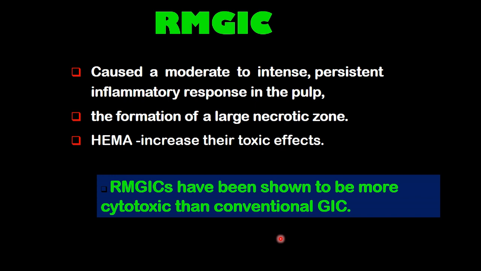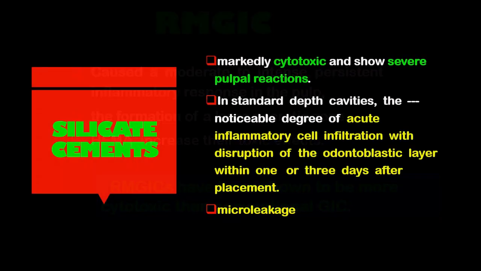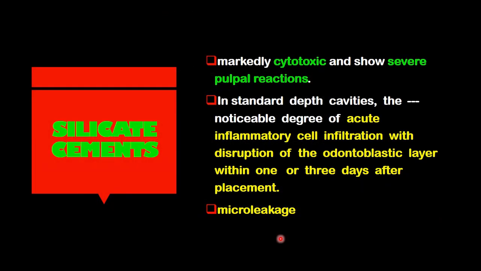And also, the unreacted resin monomers can contribute to their cytotoxic reactions. Coming on to the silicate cements, they are markedly cytotoxic and show severe pulp reaction. Even in standard depth cavities, they can cause acute inflammatory cell infiltration with disruption of the odontoblastic layer within 1 to 3 days after placement. Another thing is that microleakage around the silicates may be an important factor in inducing the pulpal response.